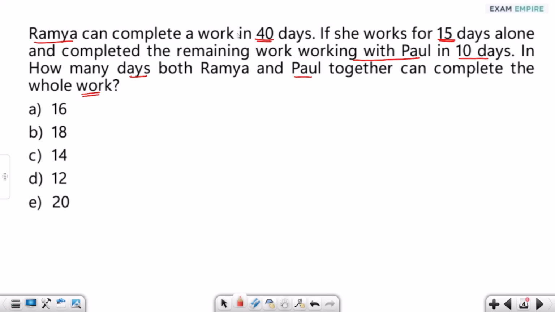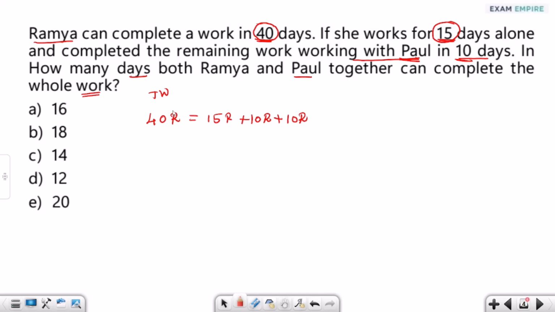Okay, so here, what is the total number of days taken by Ramya? 40. So 40 R. And if she works alone for how many days? 15 days. So this is nothing but total work. So 15 R, for 15 days Ramya is working alone. After that, Ramya joins with Paul and the work is completed in 10 days. That means for 10 days Ramya is working with Paul.